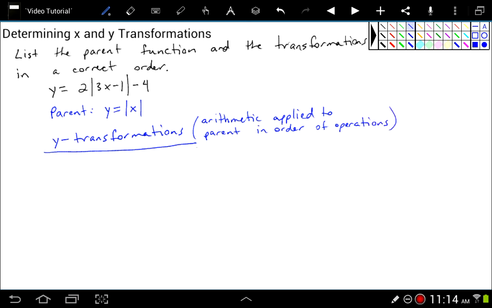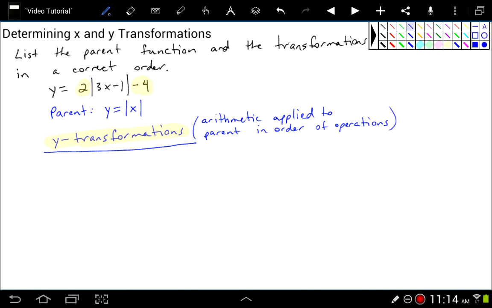Okay? So, in this case, the y transformations I'll highlight in yellow. The parent function is the absolute value, so I've got multiplication by 2, and then I subtract 4. And that's the exact order that those operations happen to the absolute value. The first thing is I multiply the absolute value by 2, and then I subtract 4 from the absolute value.